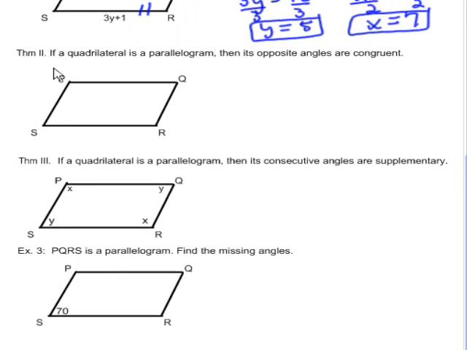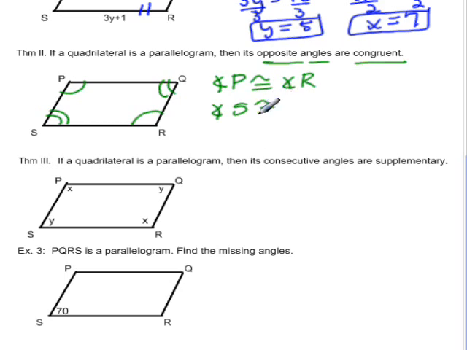Theorem 2 says that if a quadrilateral is a parallelogram, then its opposite angles are congruent. So let's mark that. That means that P would have to be congruent to R, and that S would have to be congruent to Q. So let's write that down. Angle P is congruent to angle R, and angle S is congruent to angle Q.